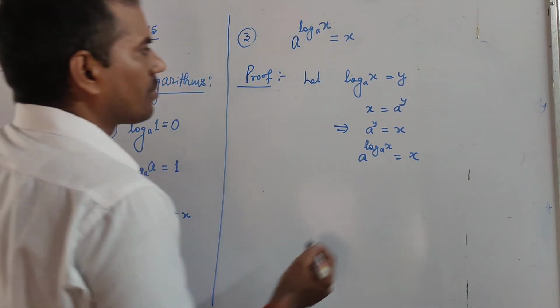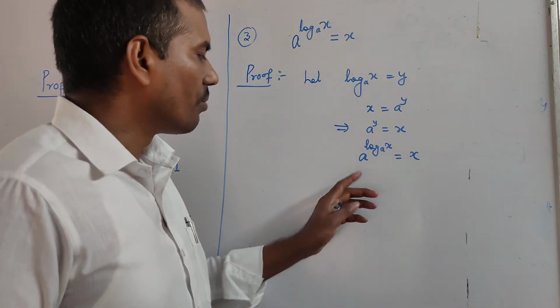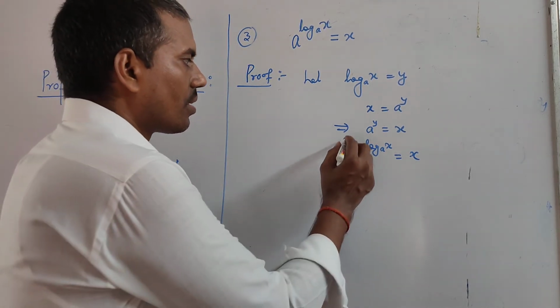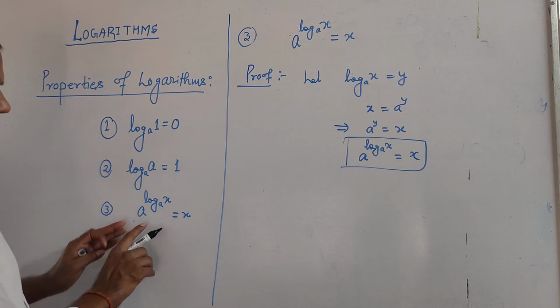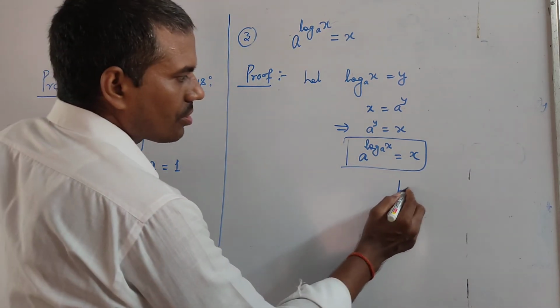So we get a to the power log of x to the base a is equal to x. This one is the third property of logarithm: a to the power log of x to the base a is equal to x. Hence proved.